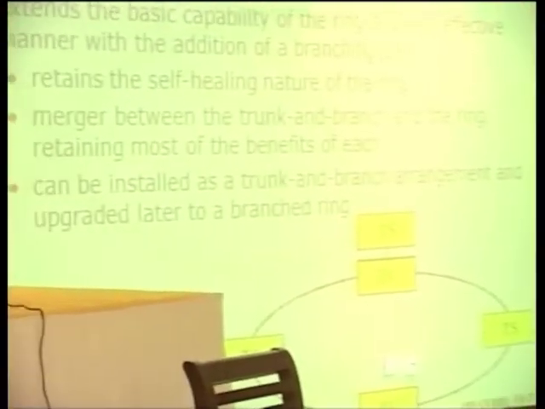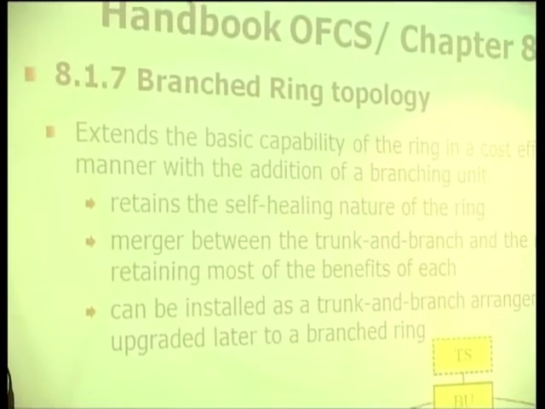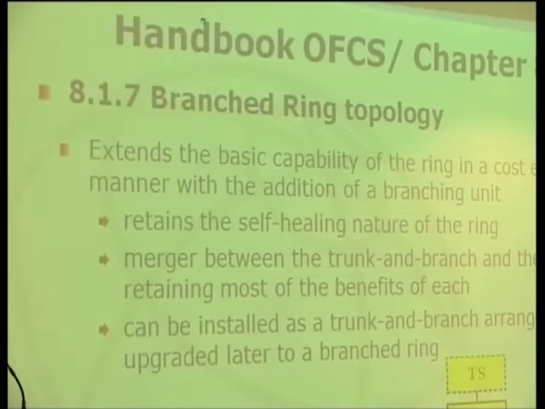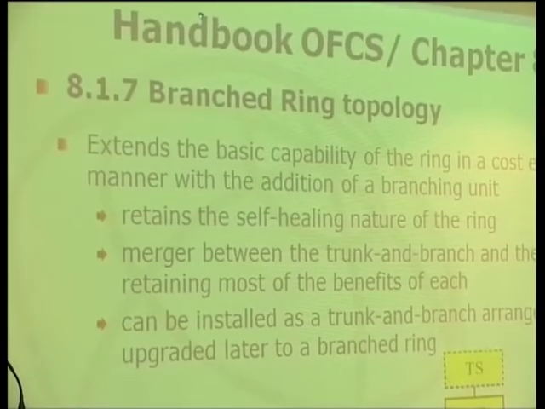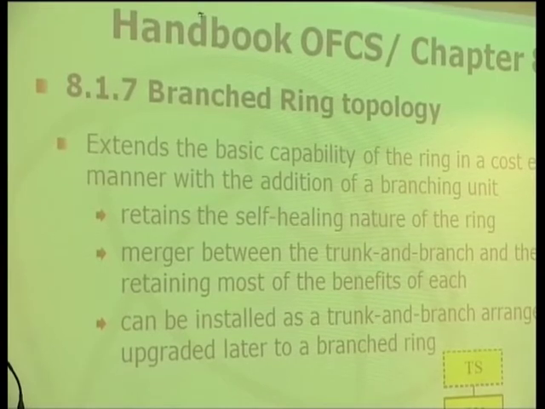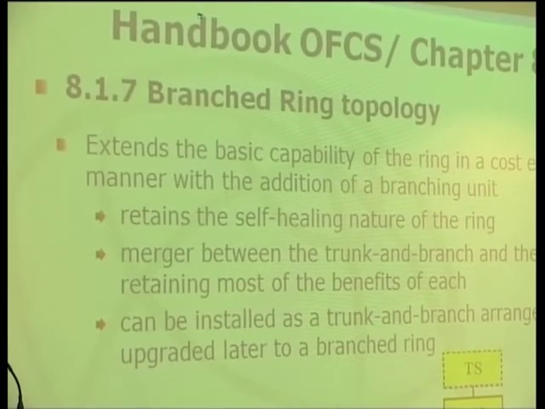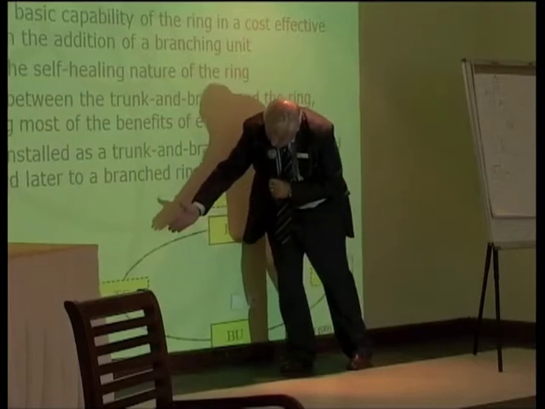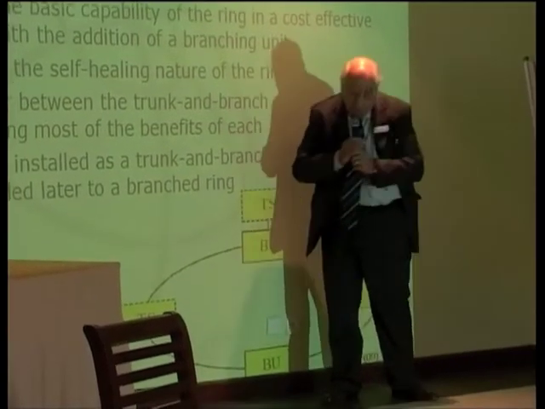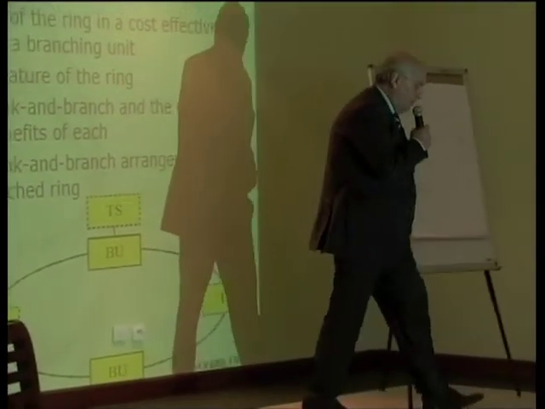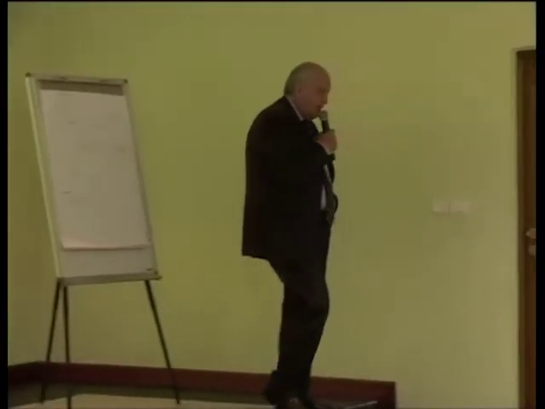terminal stations on the ring, but we have terminal stations which are connected to the ring through branching units. A second time, you can have the second part of the ring, so it can be laid in two consecutive phases when traffic requirements are increased or when other terminal stations are to be added.